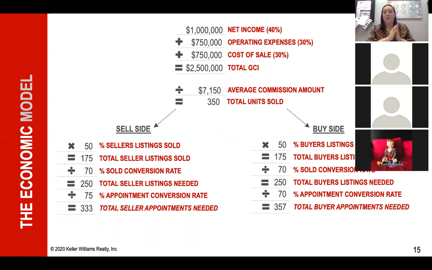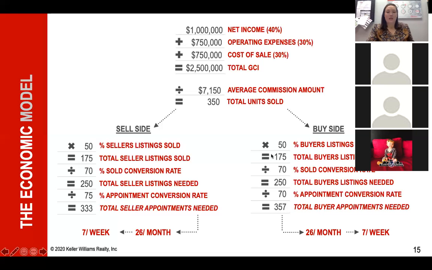Now, remember, this is a millionaire agent, and this is typically not going to be a solo person. This is going to be multiple people achieving this net income of $1 million. So don't let that overwhelm you if you're a solo agent. You're definitely going to make more money as a solo agent.